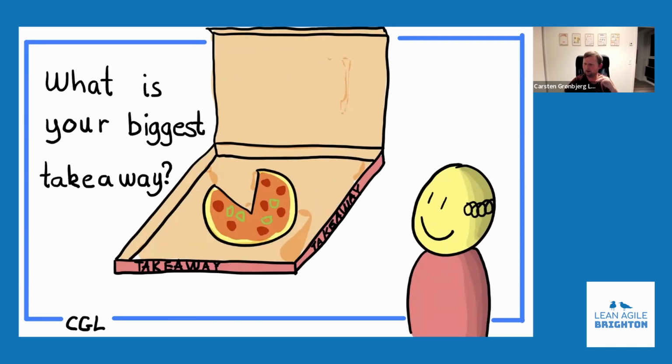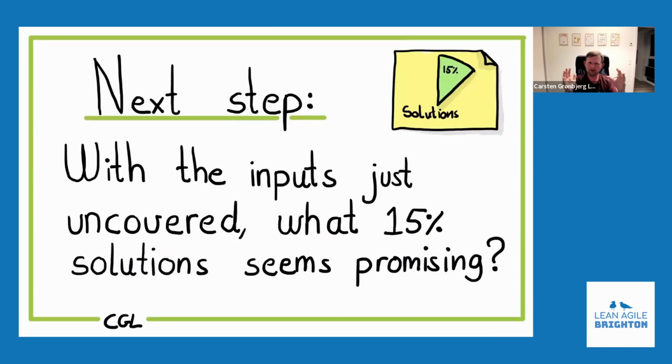And with these different stickies and these different views on what the team purpose could be, we simply did some dot voting. So where do we see the biggest energy? And then we said, okay, if we go with that, then let's go to the next structure, which is 15% solutions. In 15% solutions, we ask, so with the input we just uncovered, what 15% solutions seem promising? And a 15% solution is something that you can go out and do tomorrow without needing to work overtime, without needing extra money or extra resources or people or whatever, but it's something that you can do.